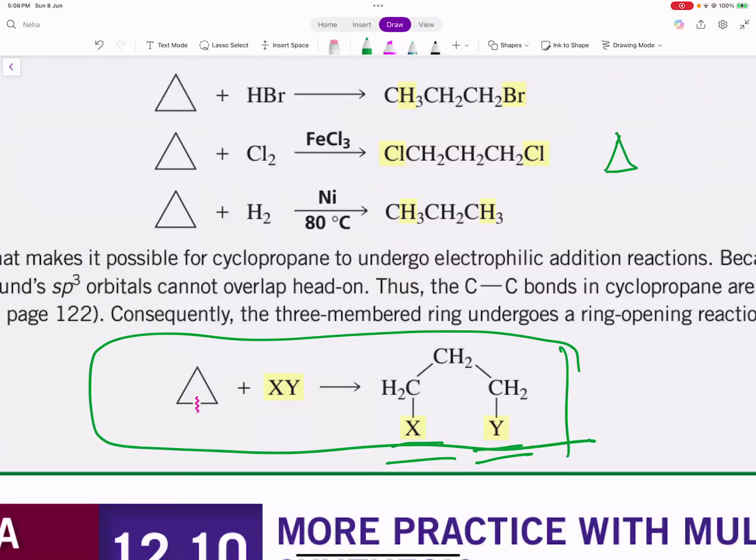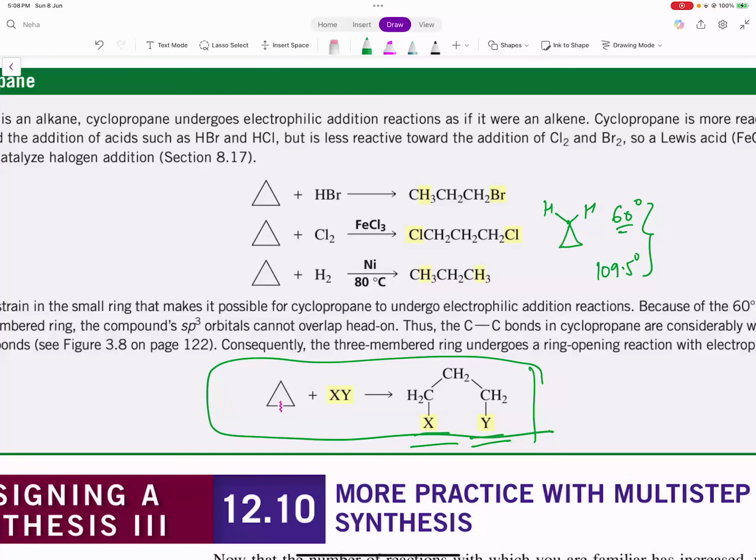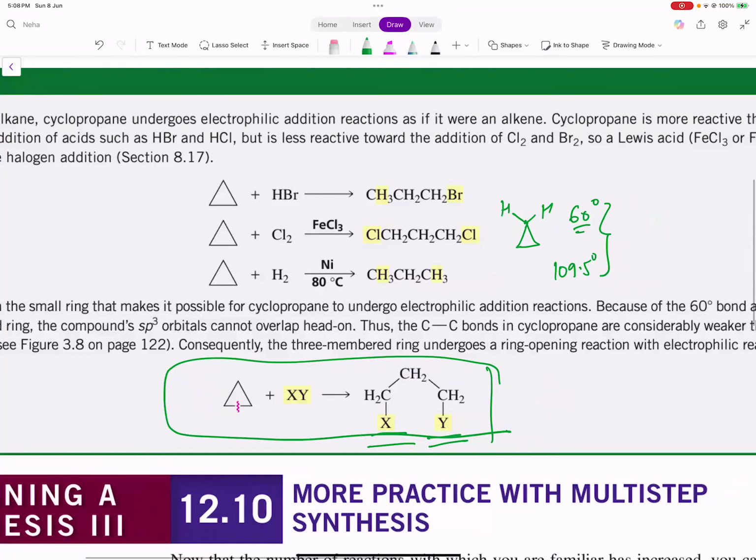Because this is cyclopropane. So what are the bond angles here? 60 degree, right? And the ideal bond angle is 109.5 degree. Just imagine the strain, right? It's like somebody twists our arm. So it will just immediately break. So although it is a cycloalkane, it behaves like an alkene, and it just undergoes addition reaction, X and Y in the general case. So these general cases are put here. H added here, Br added here, Cl Cl added, H H added. Okay. Yes, sir. Got it.